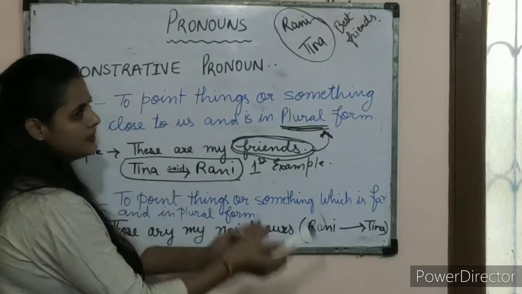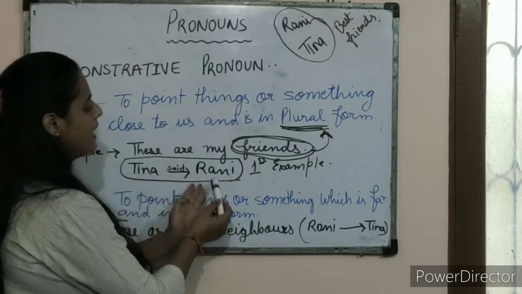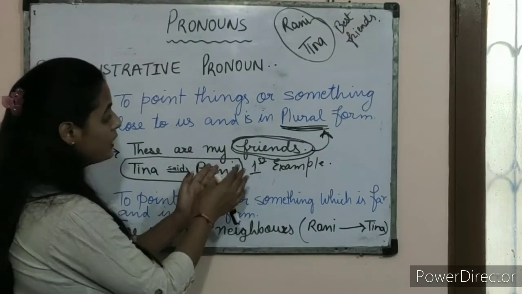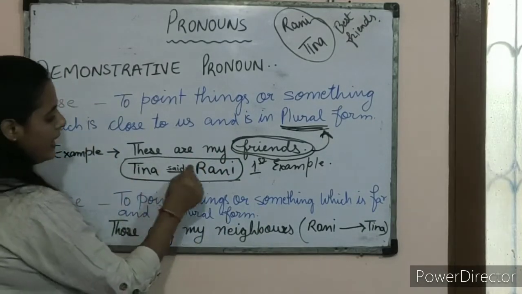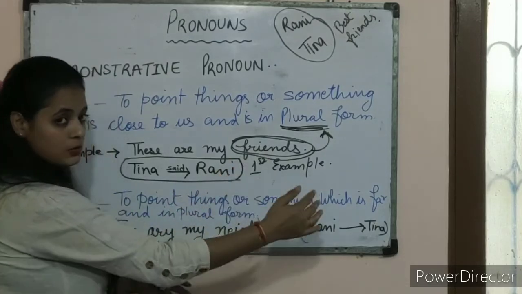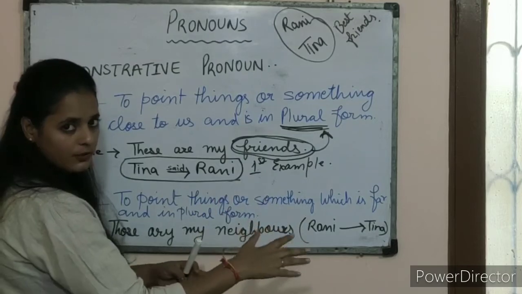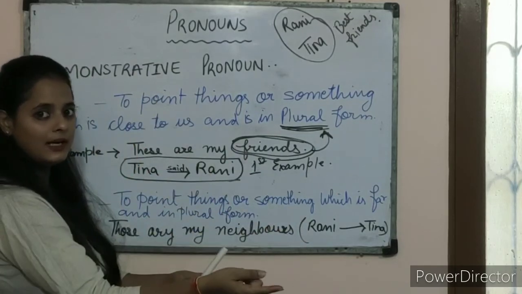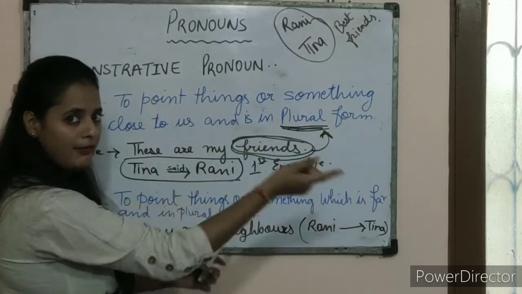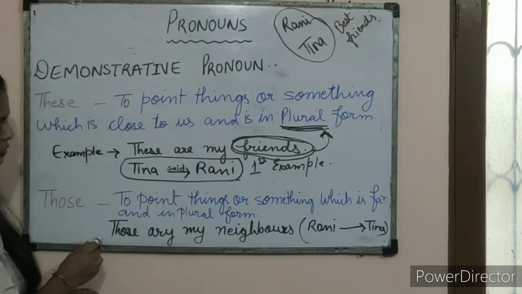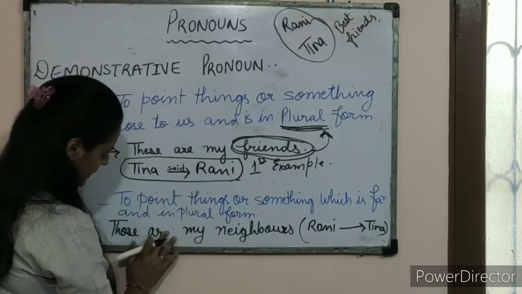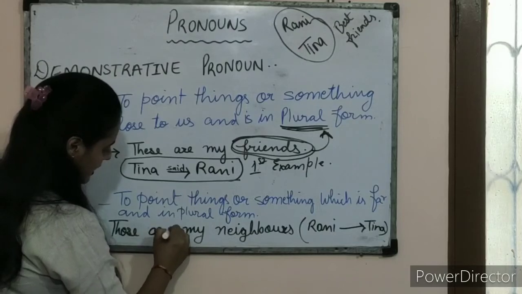Here Tina is telling Rani that these are my friends. Okay. So friends here again is in the plural form. Here it shows that Tina and Rani are standing near each other and the friends are also near them. It means that they are close enough. So Tina is directly pointing out to the friends and telling Rani that these are my friends. Here in this situation, students, what I am trying to tell you is those, I am really sorry for this spelling mistake. It is A-R-E.